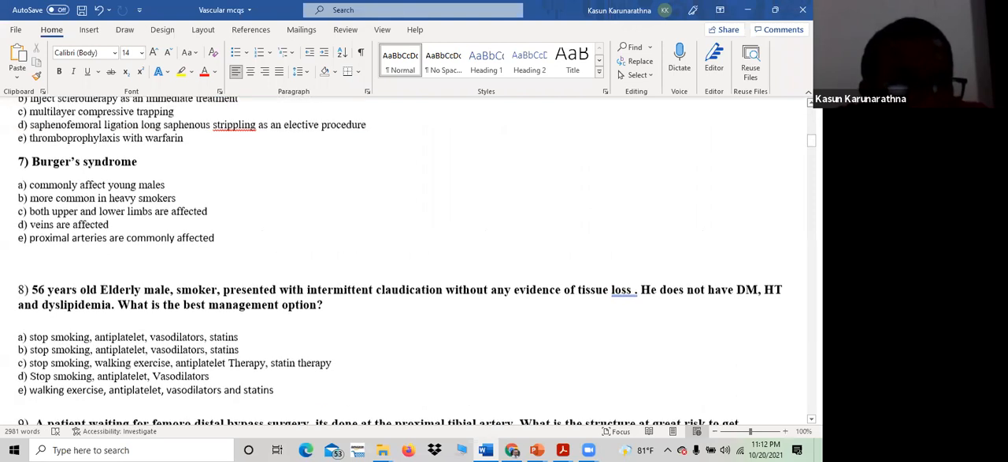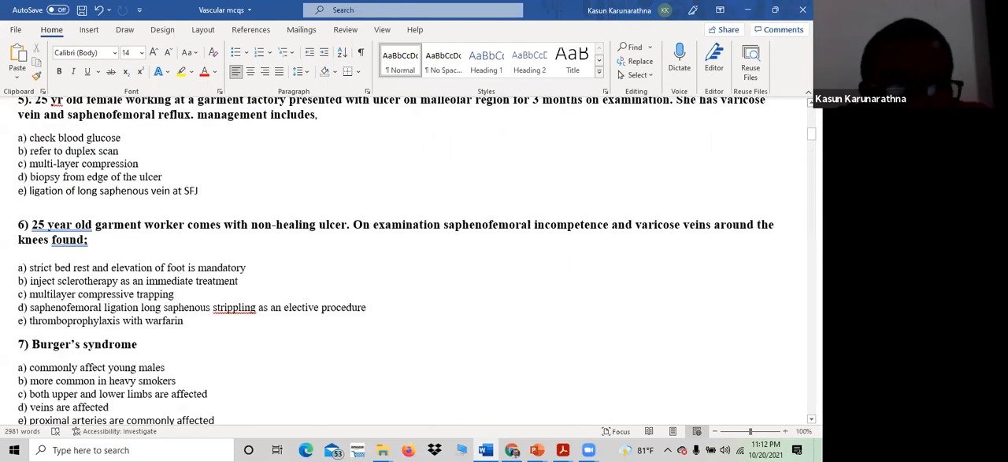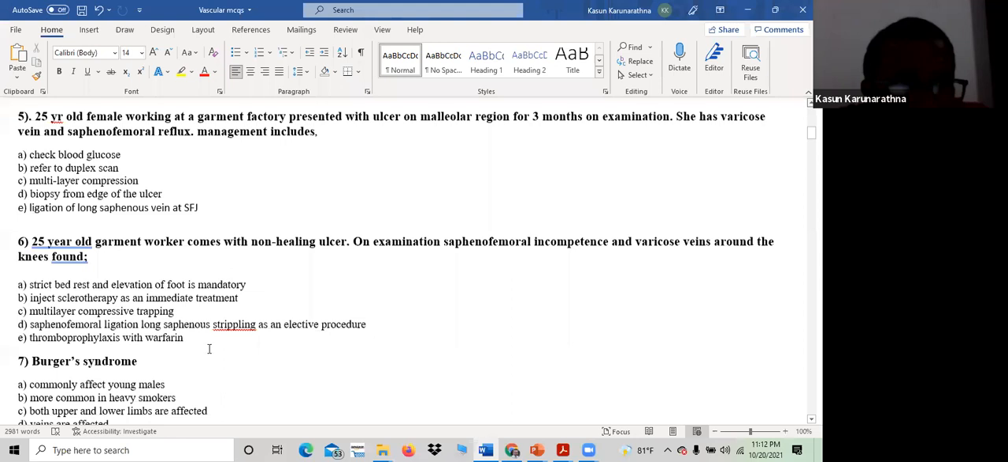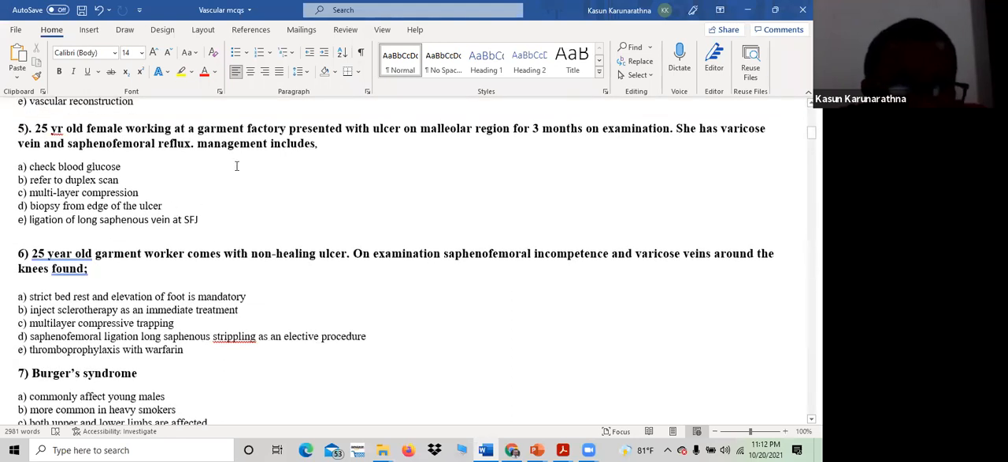Question number 5. True, false, true. Yes. No point of taking a biopsy as this is a venous ulcer. It's 3 months. Blood sugar should be checked to exclude diabetes. Refer for duplex scan as this is a venous disease. If you plan for intervention, you should do the imaging, right? So the patient is symptomatic and you should plan for a surgical intervention, you should do the imaging. And compression facilitates the venous drainage. Ligation of the long saphenous vein at SFJ is the definitive treatment for this condition.